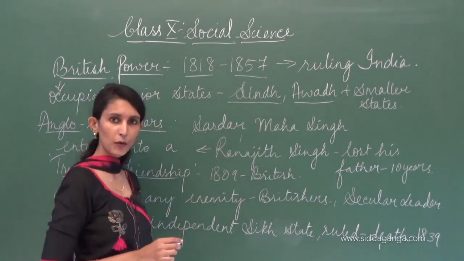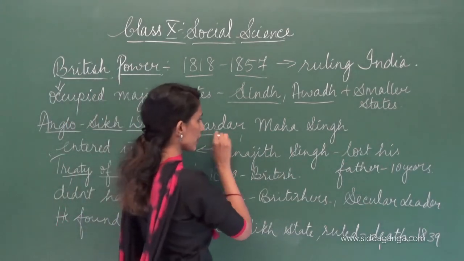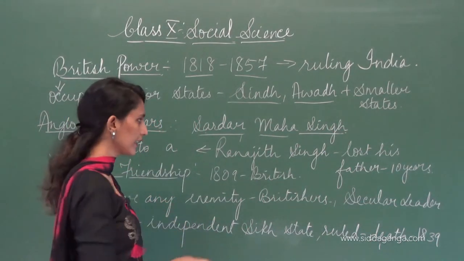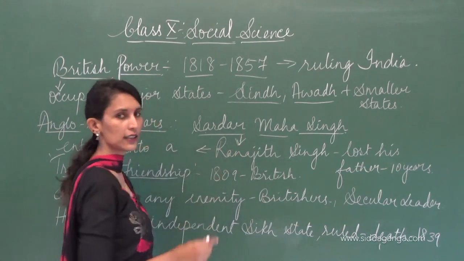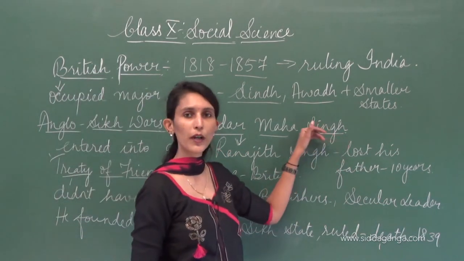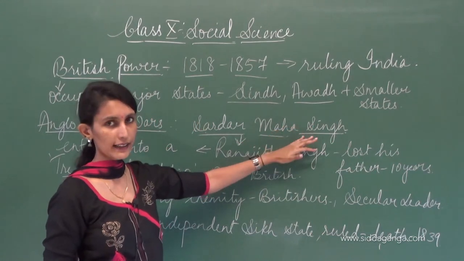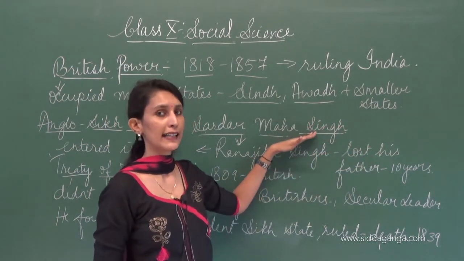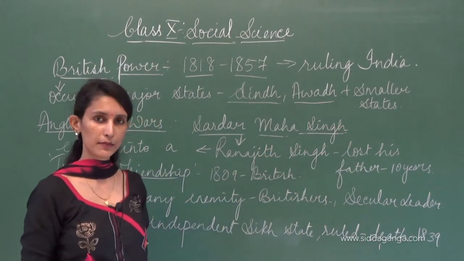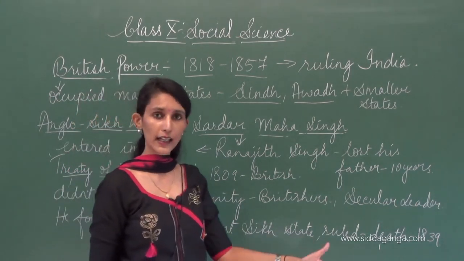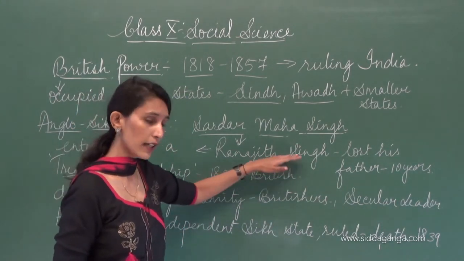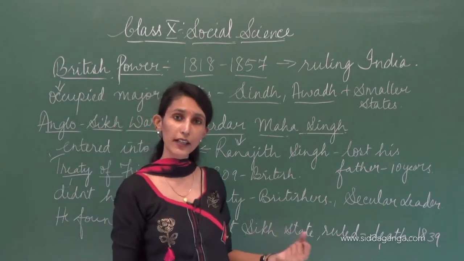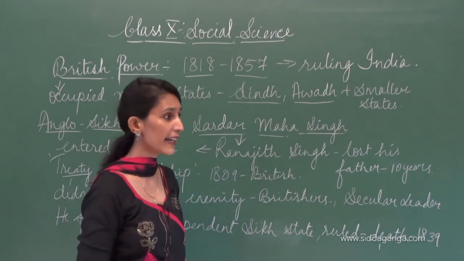Sardar Maha Singh was the king at that point of time. But as he died, his son Ranjit Singh was 10 years old when Sardar Maha Singh died. Did you understand this much? Ranjit Singh was Maha Singh's son. He was 10 years old when the king died. Now, as the tradition goes, if the king dies, his son takes over the throne. Ranjit Singh had to take over the throne, but he was given some kind of training before he went on to take the throne.